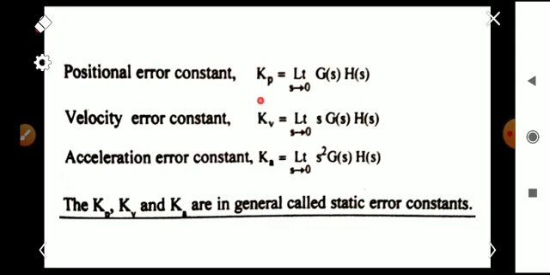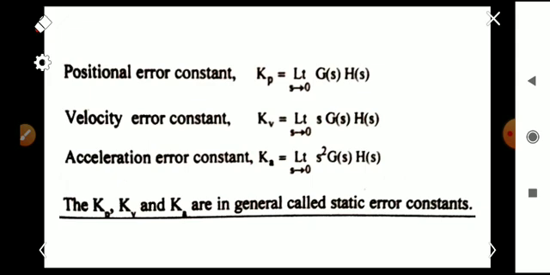The equation for Kp is very simple. Kp is equal to limit s tends to 0 of G(s)H(s). If you have the values of G(s) and H(s), by simply applying the limit s tends to 0, we can find the value of Kp. The velocity constant Kv is equal to limit s tends to 0 of s G(s)H(s). And the acceleration constant Ka is equal to limit s tends to 0 of s squared G(s)H(s). You have to learn all these three equations. Problems may be asked in the university questions.